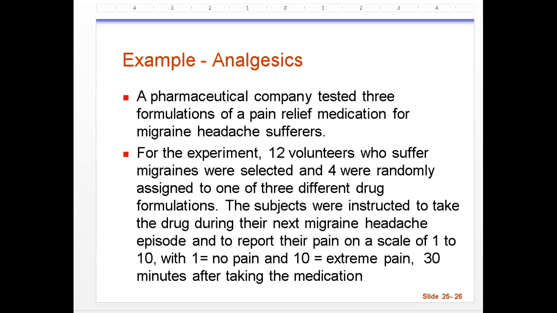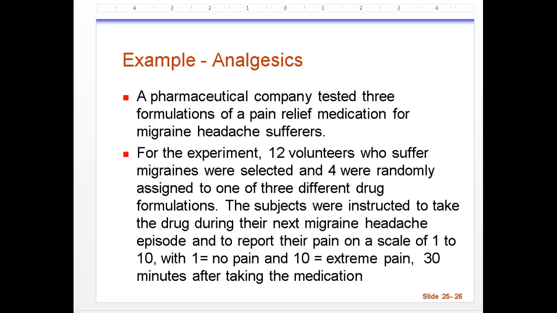We're told a pharmaceutical company tests 3 formulations of a pain relief medication for migraine headache sufferers. 12 volunteers who suffer from migraines were selected. We don't know how they were selected. However, once they were selected, 4 were randomly assigned to one of 3 different drug formulations. So the 12 people who were selected were randomly assigned to the 3 treatments.